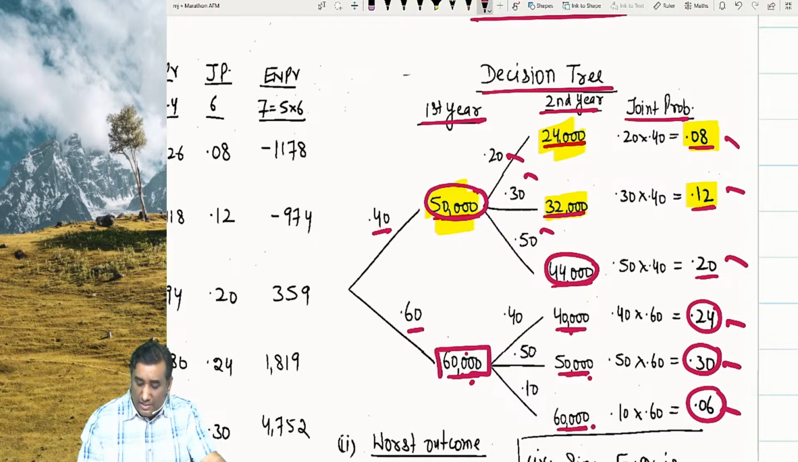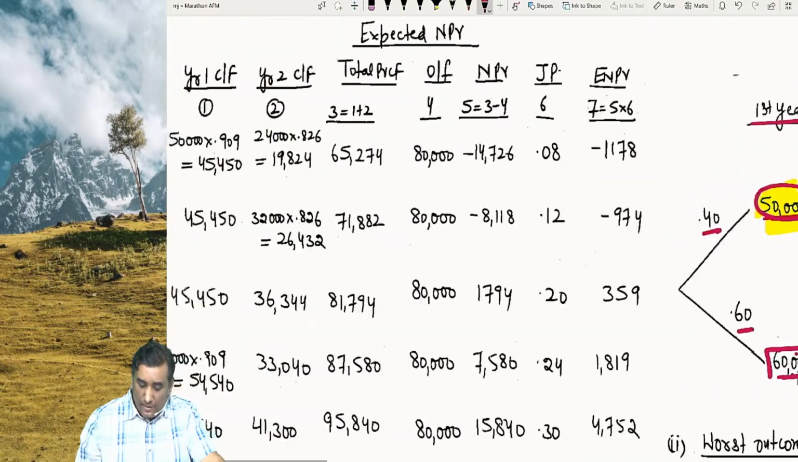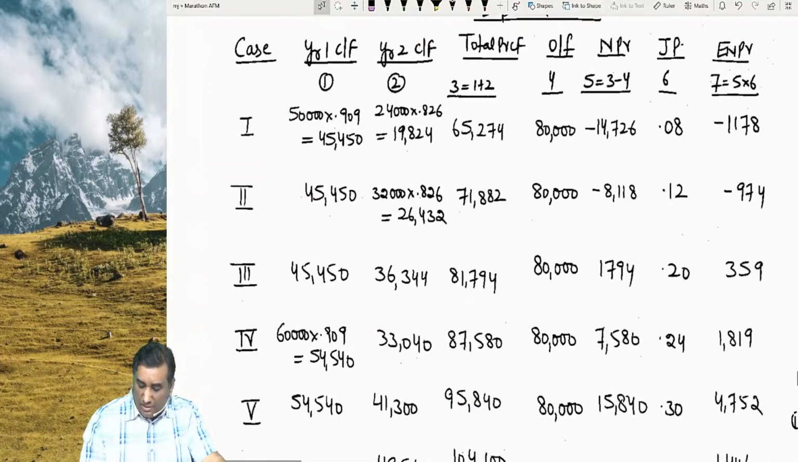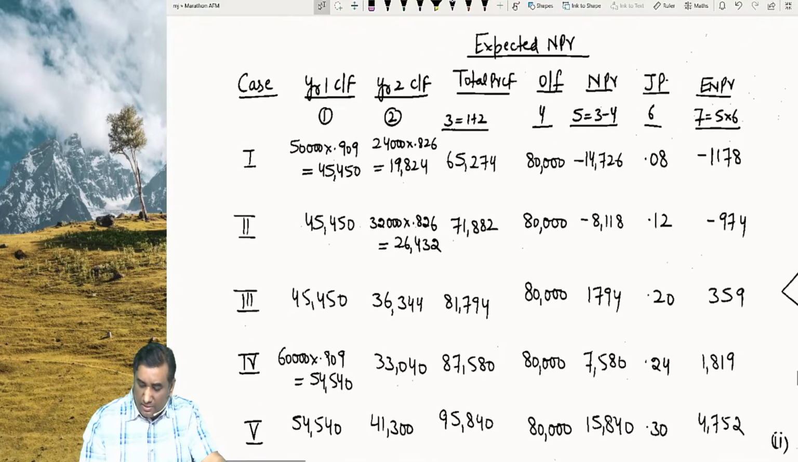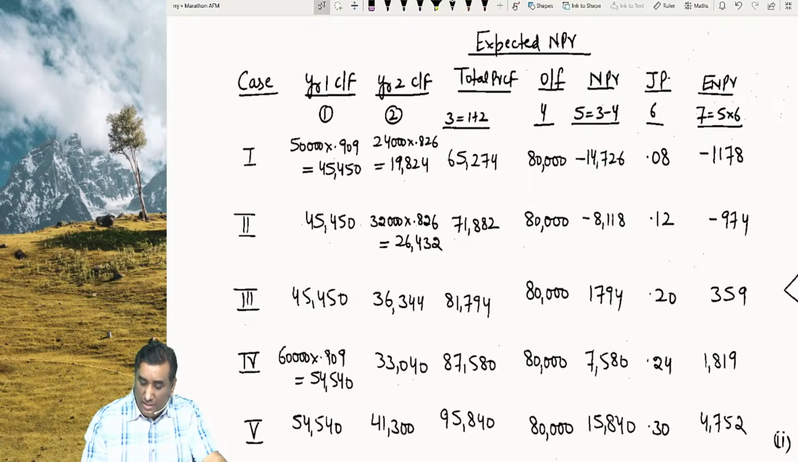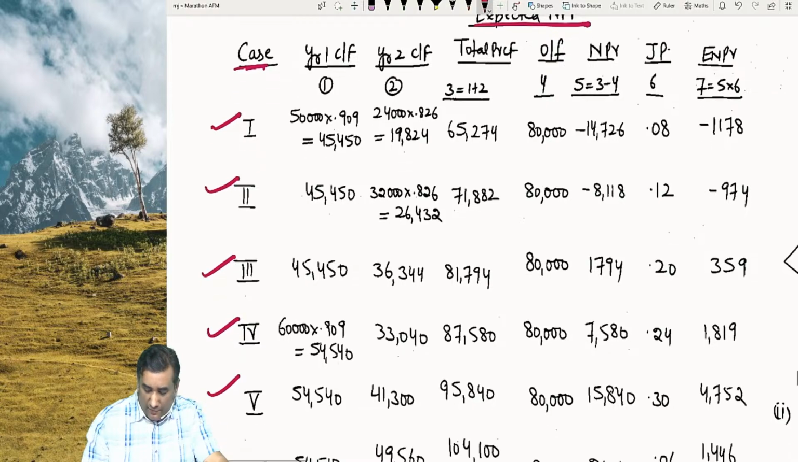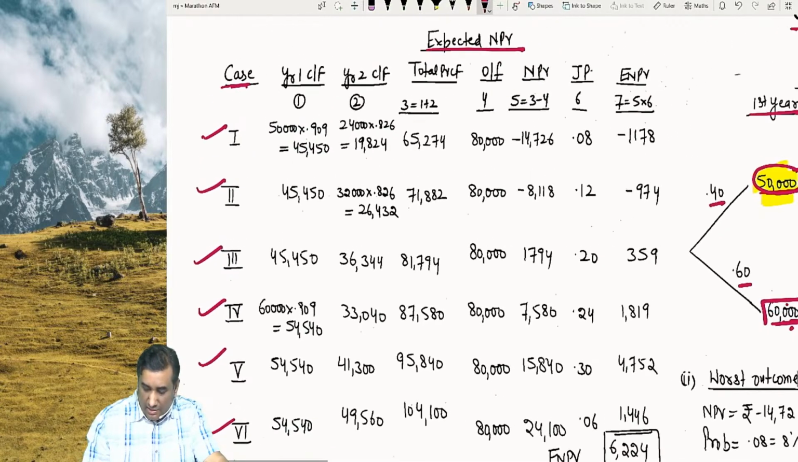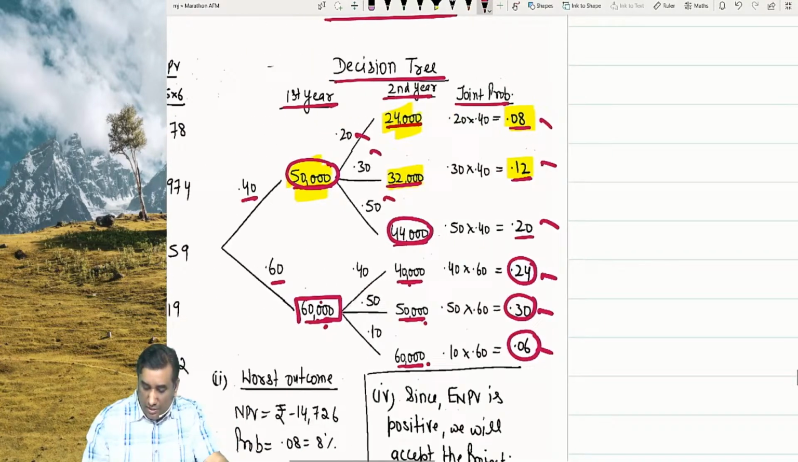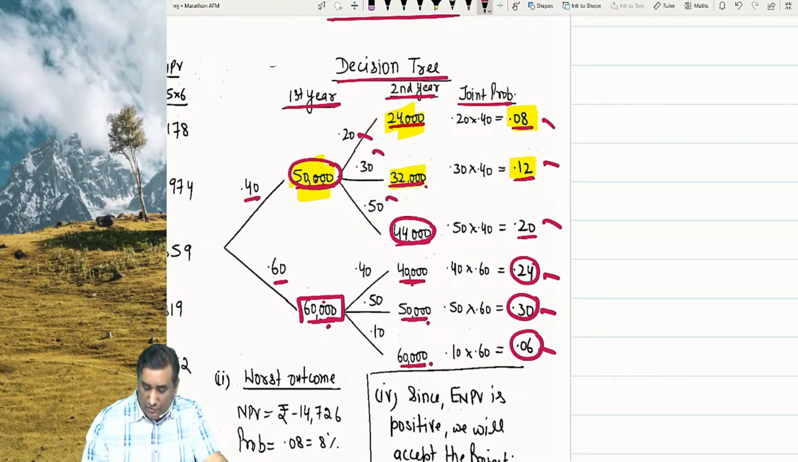Now, how do we calculate if this type of question comes in? You can do it by a simple probability graph, but it has to be the path approach. Look up please. How do we calculate the expected NPV? There are 6 cases, and these cases are nothing but these routes: 24 with 50, 32 with 50, 44 with 50, 40 with 60, 50 with 60, and 60 with 60.